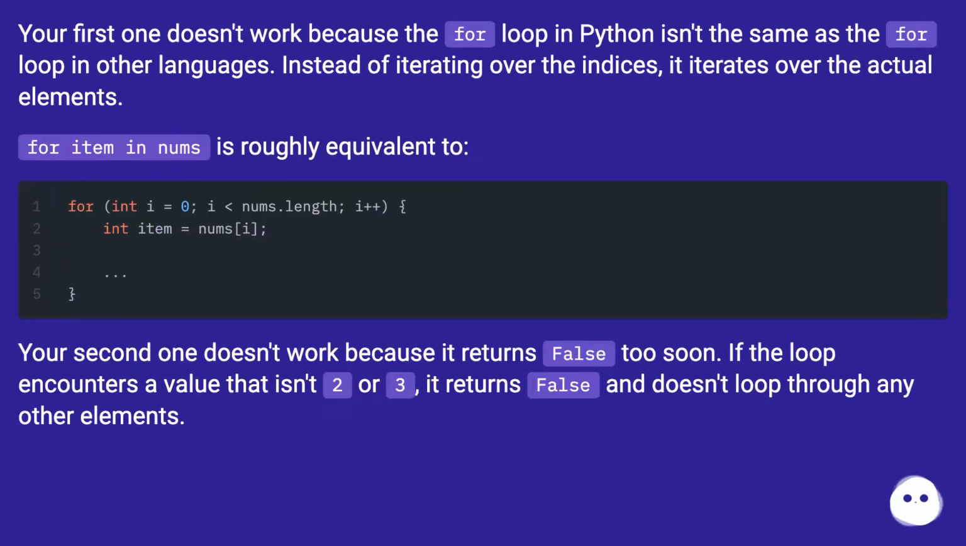Your first one doesn't work because the for loop in Python isn't the same as the for loop in other languages. Instead of iterating over the indices, it iterates over the actual elements. For item in nums is roughly equivalent to.